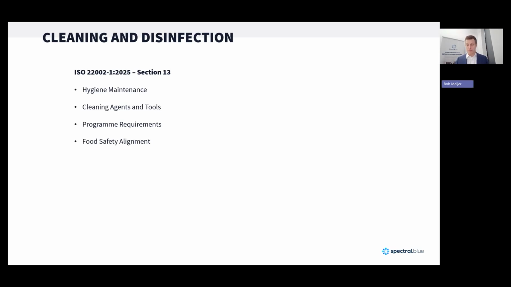Programs must match the contamination risk of the products, and they need to be proven effective and executed without compromising food safety. So here as well, a lot of familiar points, but with a stronger emphasis than before on the proven efficacy, and that the cleaning and disinfection program must match the actual contamination risk.